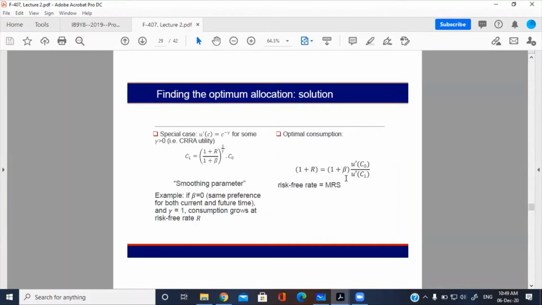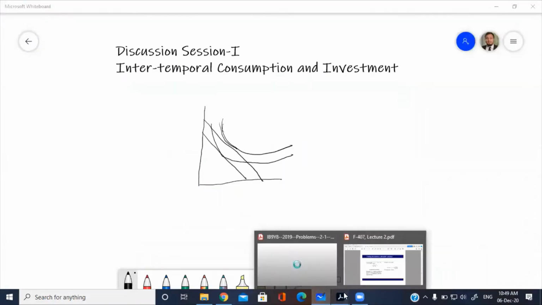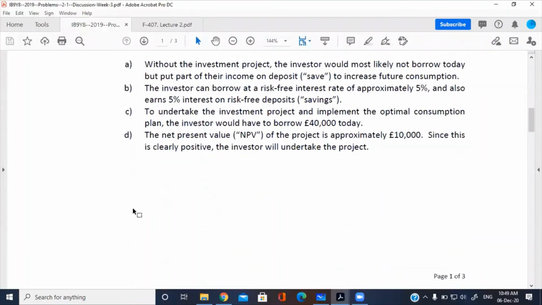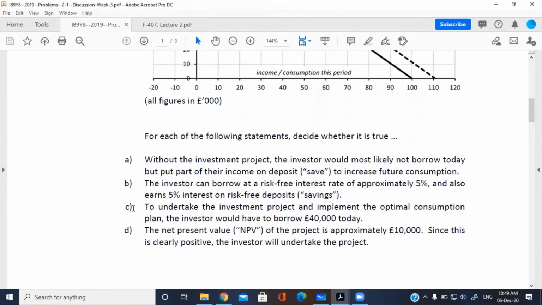Okay, can you recall this line and this equation, the equation on the right portion? Yes, sir. Okay, that is the risk-free rate. So actually our slope is representing the risk-free rate. Okay, sir. Thank you, sir. Okay. To undertake the investment project and implement the optimal consumption plan, the investor would have to borrow 40,000 today.